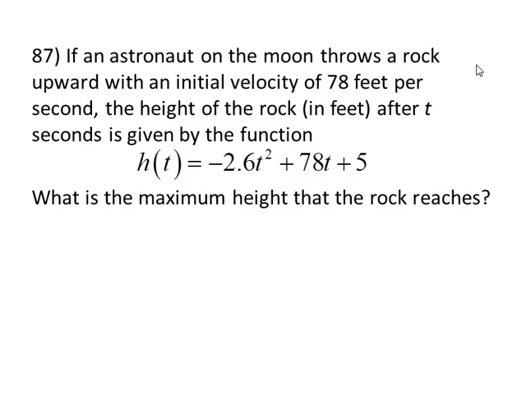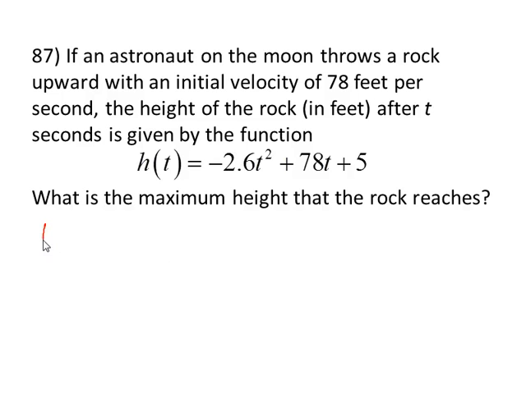If an astronaut on the moon throws a rock upward with an initial velocity of 78 feet per second, the height of the rock in feet after t seconds is given by this function. We're asked to find the maximum height that the rock reaches. When we're looking for a maximum or minimum value of a quadratic function, we're looking for the vertex. The vertex will give us a maximum height here because this graph would be a parabola opening downward and it reaches its peak at the vertex.